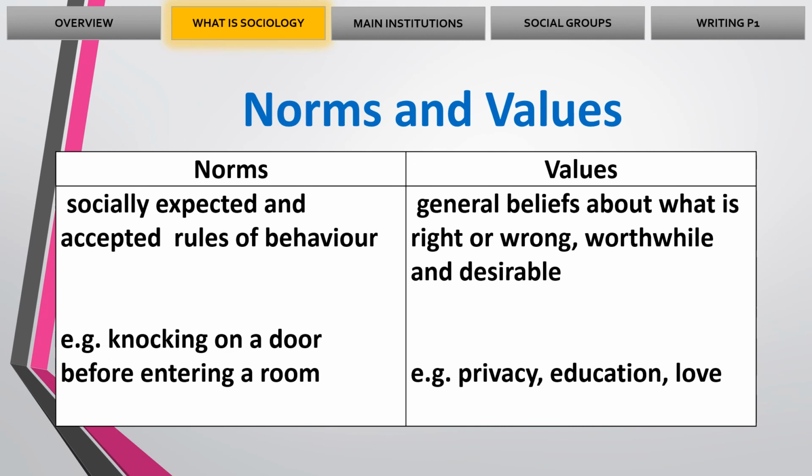We've then got norms and values. So norms, as I mentioned earlier, are the socially expected rules. So it's accepted you knock on a door before you enter it. That's a normal behaviour. Now, the value associated with that, the belief about what's right and wrong, is that knocking on the door is essential for respecting privacy. So norms and values tend to influence one another.